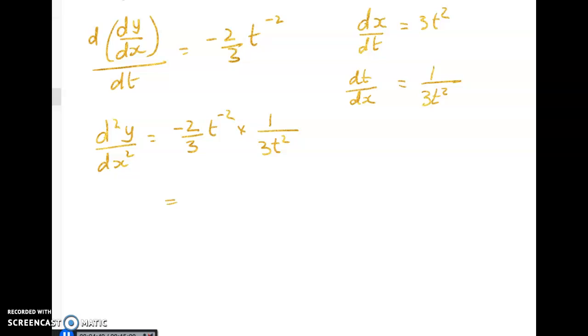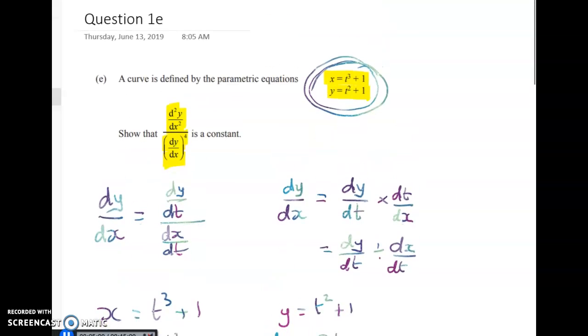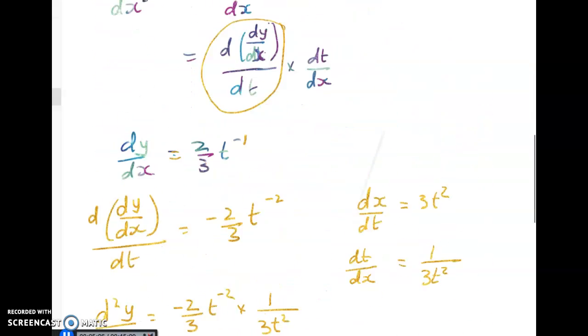So let's clean that up. Now we're just about finished the whole question. We've just got a little bit of algebra to do. So we've got negative 2 over 3t squared times 3t squared, which is negative 2 over 9t to the power of 4. So let's go back to the question and see what we had to show. Well, we have to show that this is a constant. So now we're going to substitute expressions in and work our way through.